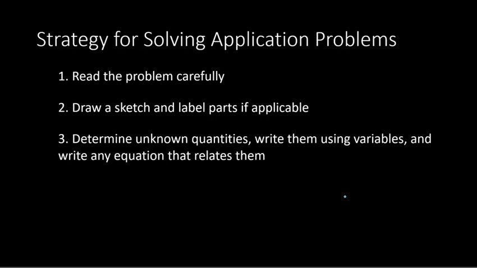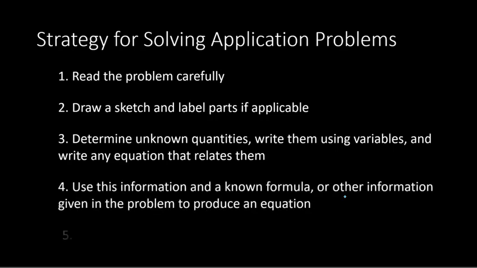Whatever we're trying to find, whatever is unknown, we can write them using variables. And then once we have the variables, we can write an equation that relates those different unknown quantities. From there, we can use this information and a known formula, and then we can produce our equation with which we can then solve. Once we solve the equation, you can double check just to make sure you got it correct. So this here is 5 steps that can help you as you try to figure out different application problems.